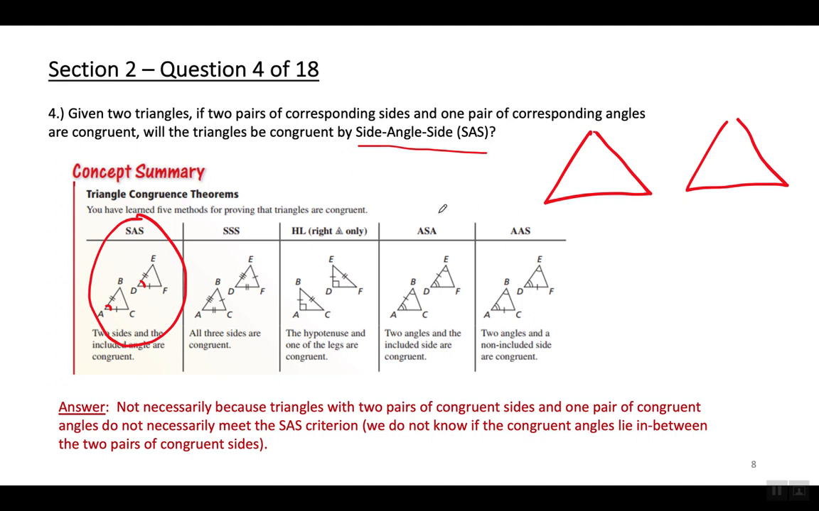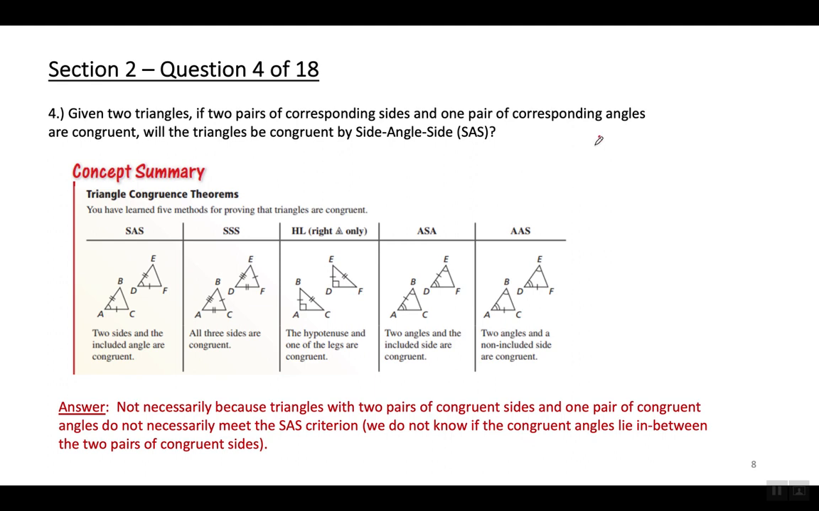Oh, my bad. I'm sorry. I confused myself for a second. We don't have enough information to say that it's this one, because we don't know if the angle is in between the 2 sides. All right? We do not know for sure that the angle is in between the 2 sides.